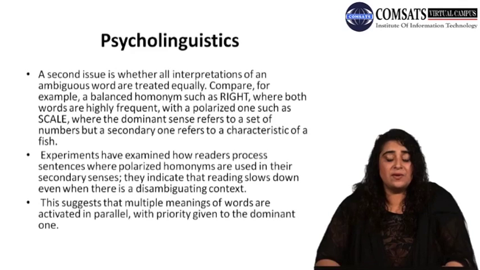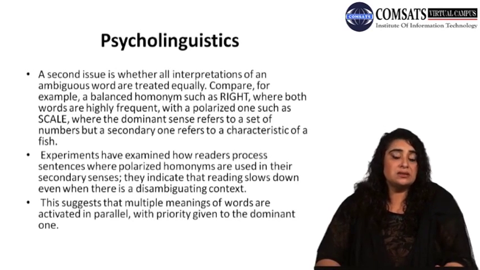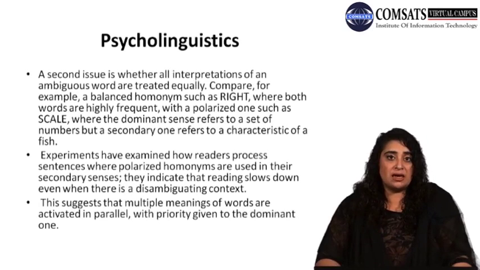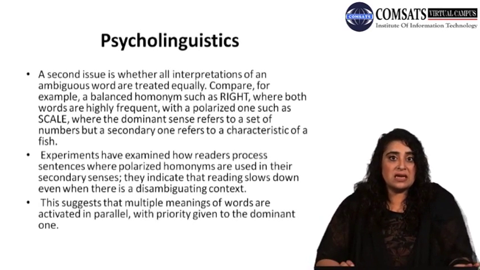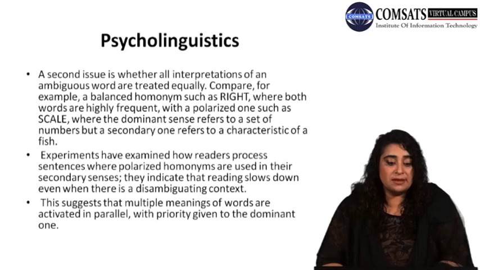Now compare that with a polarized one, such as scale, where the dominant sense refers to a set of numbers, but a secondary one refers to a characteristic of a fish. If we say I want you to measure a scale, your mind goes to a set of numbers. But we need to remove the scales. A fish has scales, the shiny part that a fish has on the skin, that is also called a scale. So differentiating between those is sometimes a little difficult.